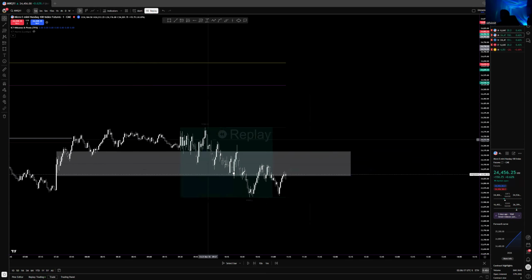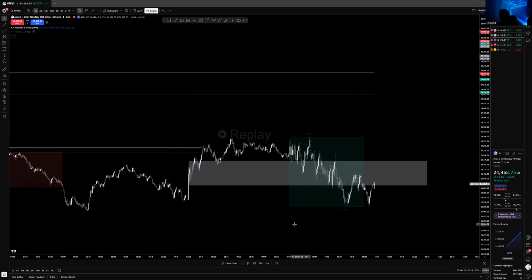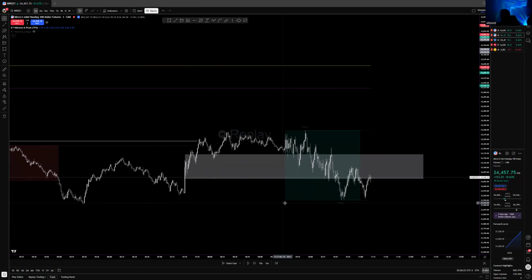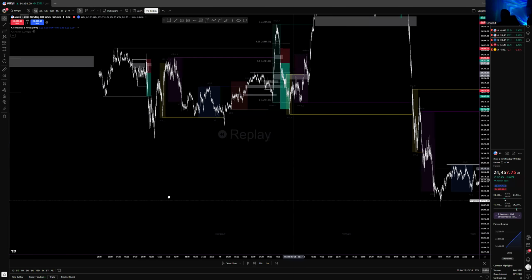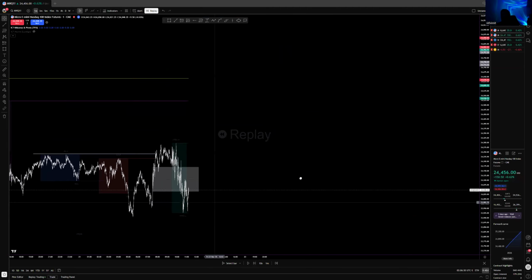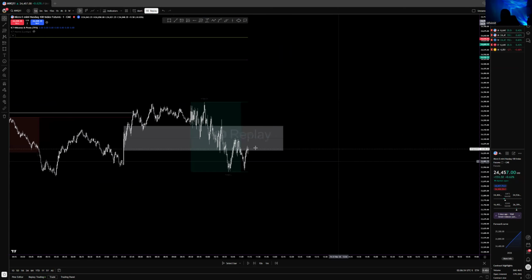Pretty much no entries right here. If I was looking at this market, would I actually be trading this? I don't know. I would have lost a lot of money if I had traded this market. So basically, I didn't do anything after that.